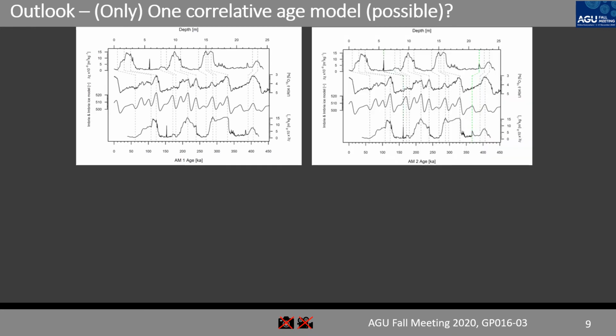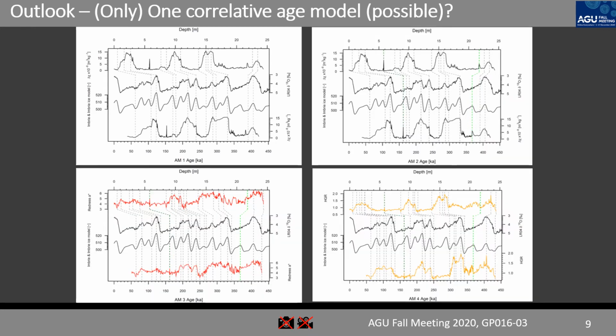The result is now 4 different conversions of depth information to time-related information. On the upper 2 graphs, you can see the age model 1 and age model 2, one with the frequency dependence of magnetic susceptibility without the tephras, and on the right side including the tephras as 2 more tie points.